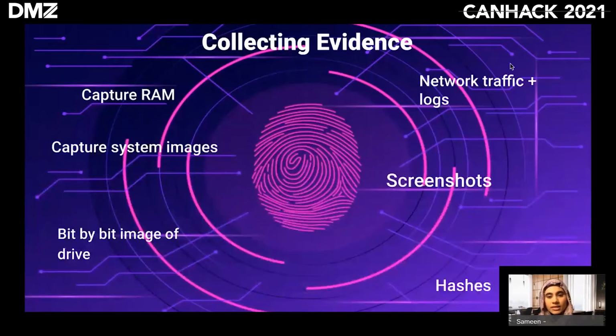When you're collecting evidence, here's some evidence that you would need to collect. You would need to get the RAM, what was happening at the computer, what it was working on. Capture system images: you need to do a bit by bit image of the drive to make sure you capture everything. Network traffic and logs. We looked at network traffic when we were taking a look at the Wireshark packet captures last time.